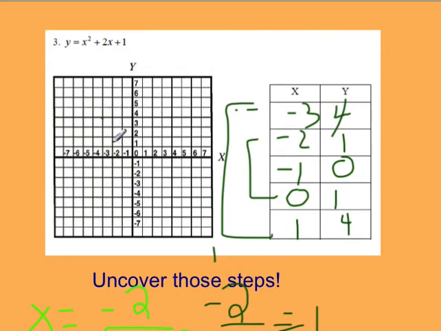Then we're going left 2 and up 1 and plotting that point. We're going over 0 and down 1, which is -1. Oops, left 0 and up 0. Goodness, I'm struggling. Over 0 and up 1. And then over 1 and up 4. So now we're going to go ahead and graph that parabola.